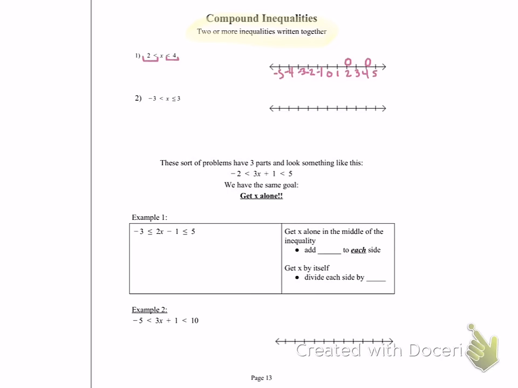What this is saying is that x is between 2 and 4. So the smallest it can be is 2, and the biggest it can be is 4. So all we have to do is connect the dots. And that's all we got.